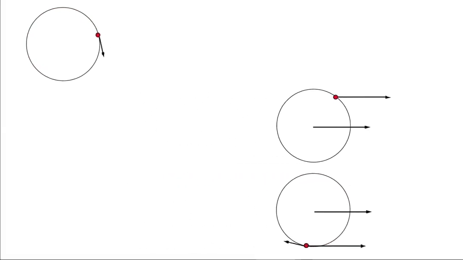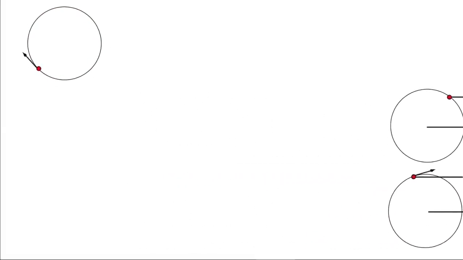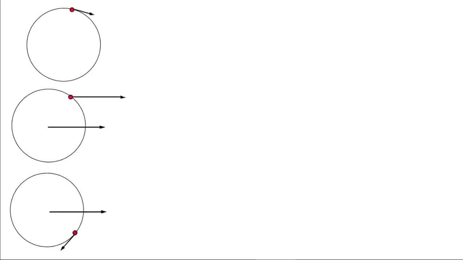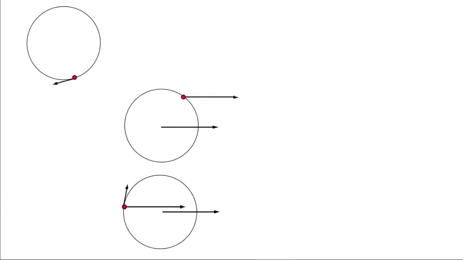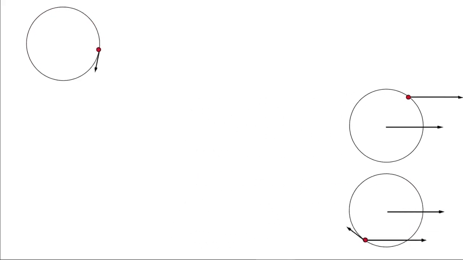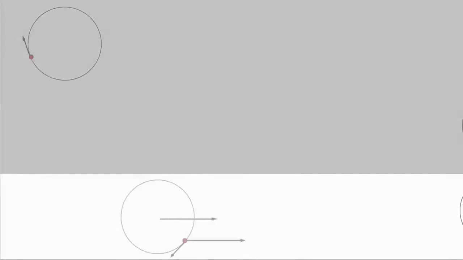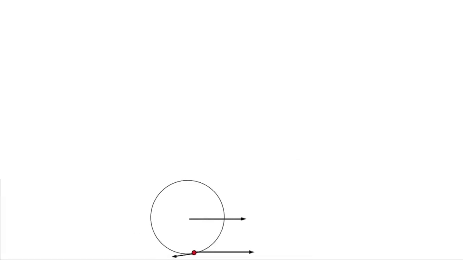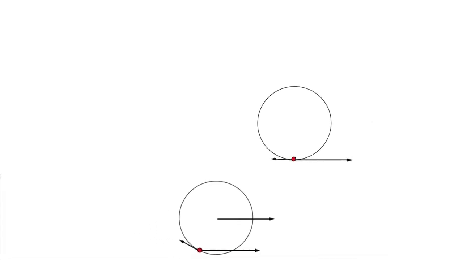All we need to do now is to add the two vectors together. One at 2 miles per hour for the tangential velocity, and 6 miles per hour for the translation. We will do our vector addition at 4 points.